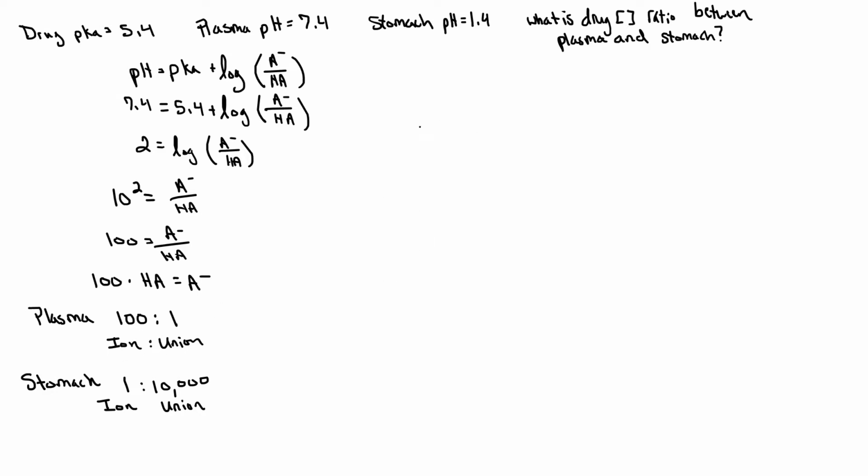And then what I like to do is I like to make a 2 by 2 table. So if we put plasma and stomach as our rows, and then if we do columns being ion and unionized. And if we set our plasma, as we found out, was 100 ionized to 1 unionized, and our stomach was 1 ionized to 10,000 unionized.